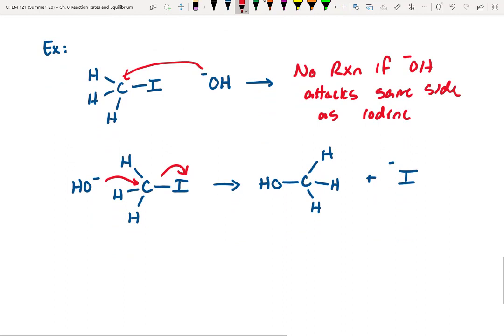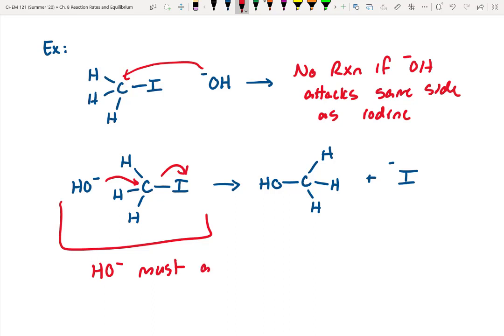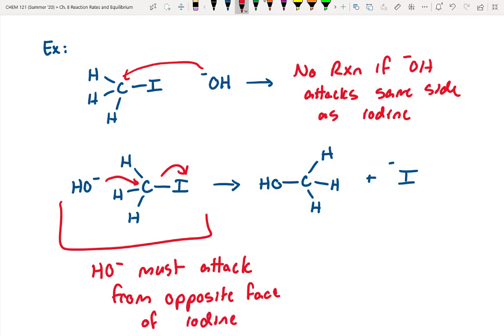So in this case, we can see that the OH minus must attack from the opposite face of the iodine. The book doesn't get into this in much detail. I just want you to know that this is really important for some types of reactions, but not all reactions. So like I said, if you've got two spheres reacting, one side of a sphere is the exact same as another, so it doesn't matter. This only matters for molecules where you've got one face that's different from another. All right, I hope that helps, but let me know if you have any questions.